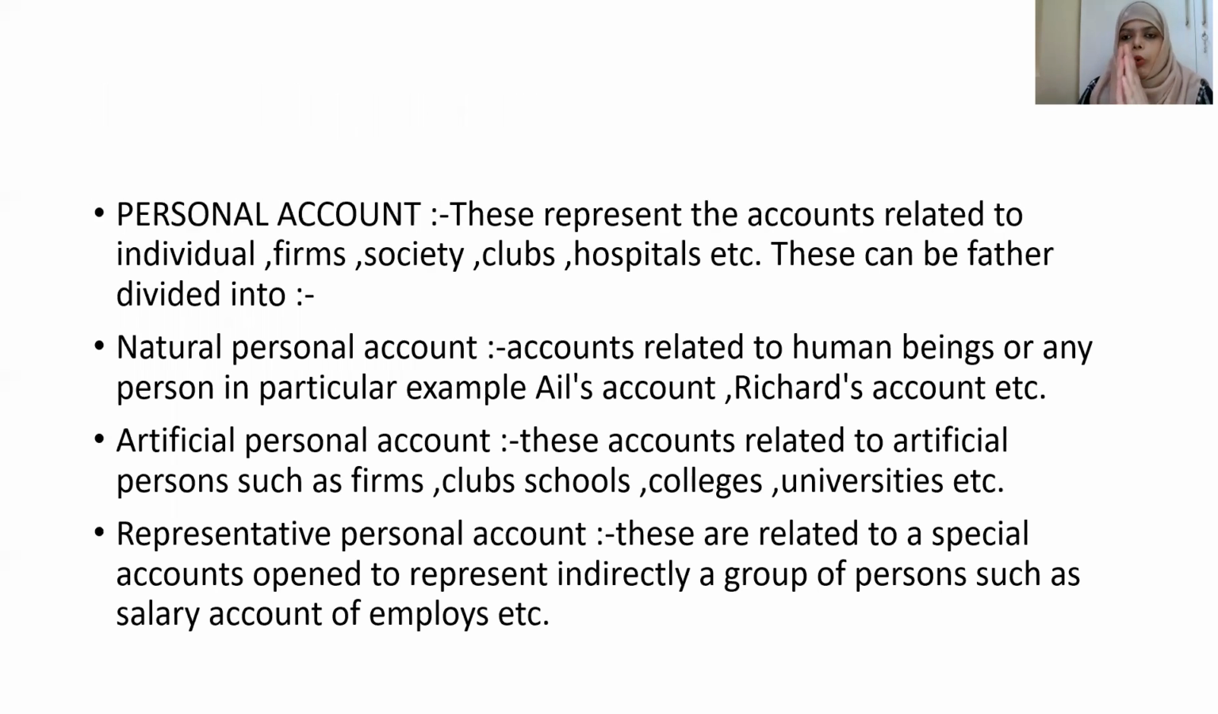Okay. So what do we mean by individuals? Individuals means human beings, some person. I am a first person, second person, third person. In English, we study first person, second person, third person. So individual persons means Alok, Richard, Ali, Hussein. So these are individual persons, and individual persons is a personal account.